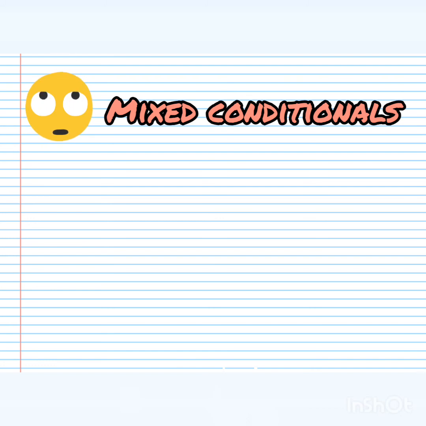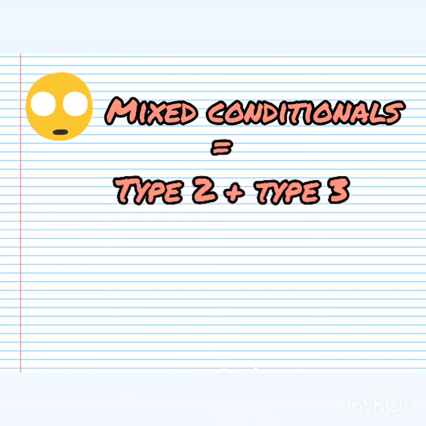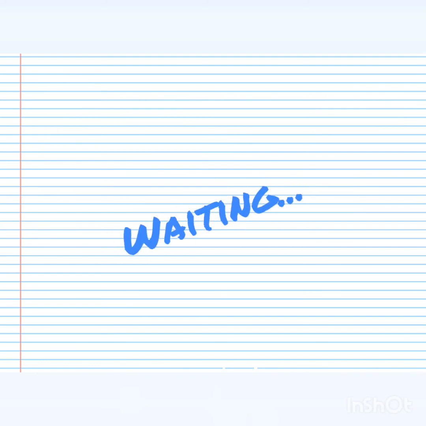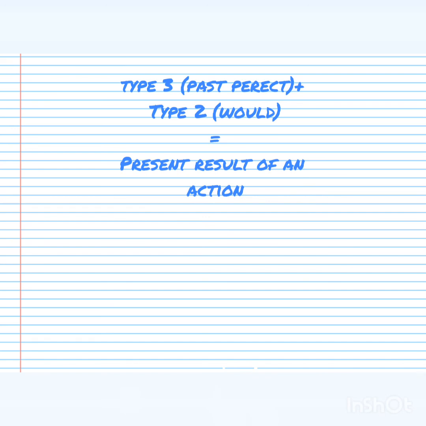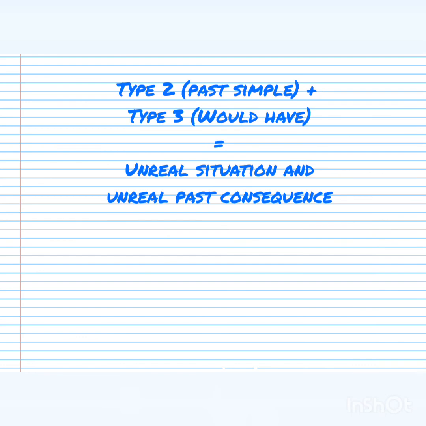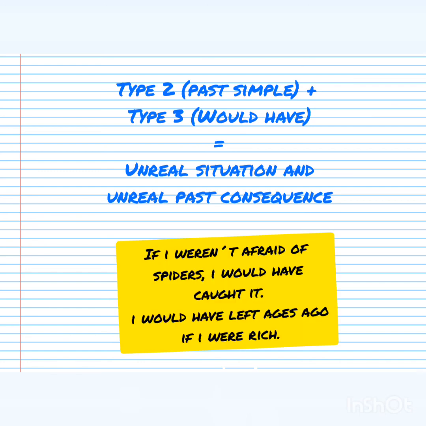As regards mixed conditionals, conditionals type 2 and type 3 can be combined in some sentences and a new meaning is derived from this. There are two patterns for conditional sentences of mixed type. For instance, we may have conditional type 3 plus conditional type 2 to describe the present result of an already made action. On the other hand, we have conditional type 2 plus conditional type 3. This second combination describes an unreal situation and also its unreal past result.